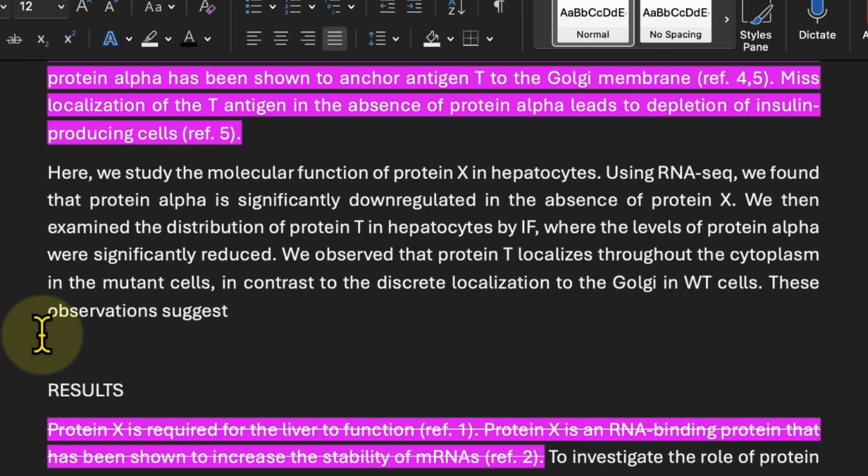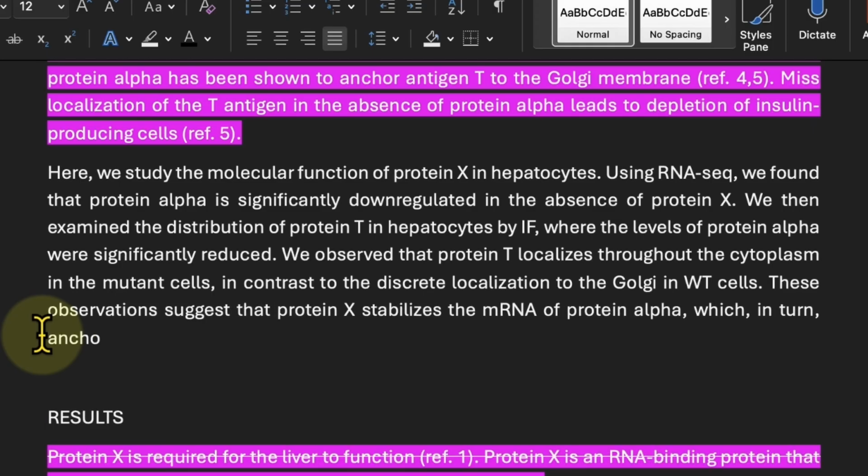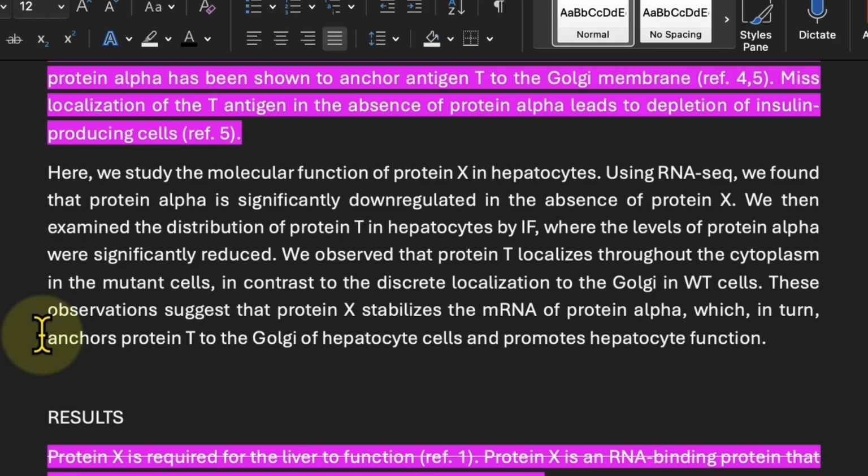And then we conclude, this observation suggests that protein X stabilizes the mRNA of protein alpha, which in turn anchors protein T to the Golgi of hepatocyte cells and promotes hepatocyte function. Finally, we can move to the discussion where we put together all the conclusions from all the results and we propose the most likely explanations.